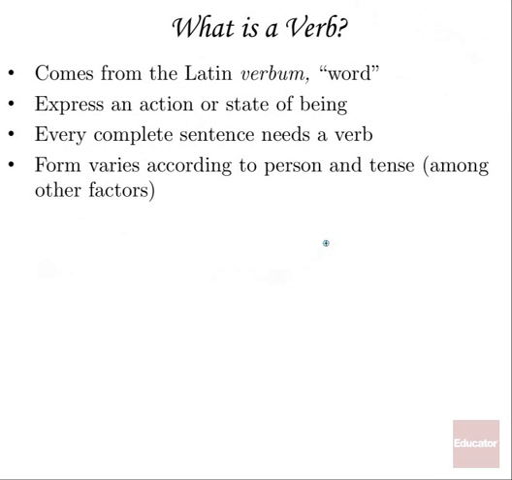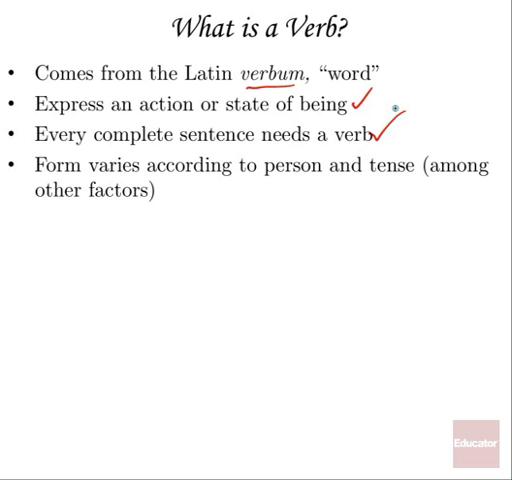All right, what is a verb? Well, the English word verb comes from the Latin word verbum, which means word. So a verb is a word. This is actually indicative of the way English speakers think about verbs, because verbs express an action or a state of being, and every complete sentence needs to have one. You can have a sentence in English that is exactly one word long, like "stop," and that one word will be a verb. If you don't have a verb in your sentence, you don't have a sentence.